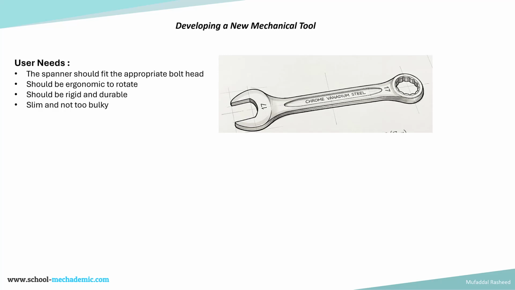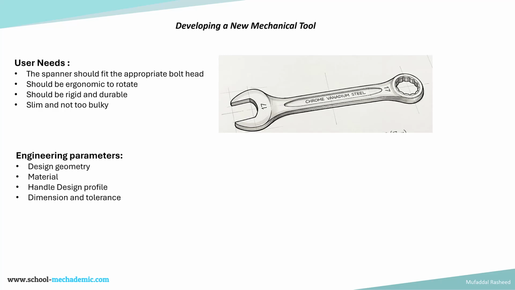Now the design engineer who is designing the tool will have certain engineering specifications which will drive the design. So these engineering parameters which are driving the design will be design geometry. What is the geometry of the spanner? What is the profile of the spanner as a whole? What is the material of the spanner? For example, over here it's mentioned chrome vanadium steel. So what is the material the design engineer is selecting for the spanner?